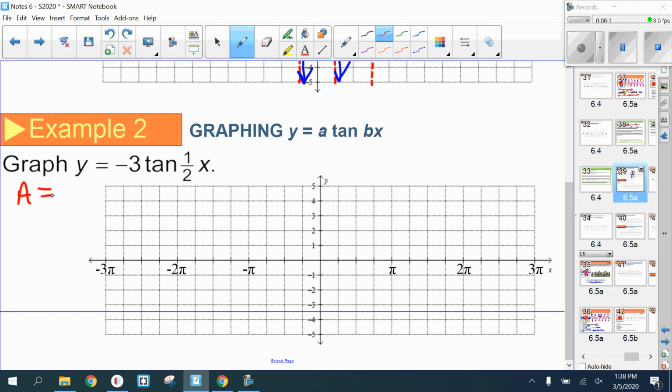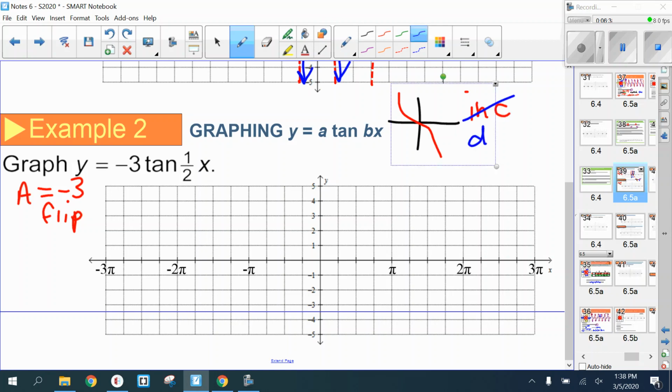So you can call the a number negative 3 if you want, or you can call it 3 with a flip if you want. Thinking about it as a flip is useful because this is a tangent curve, and normally a tangent curve is going to look like that. It's going to go through 0 and it's going to be increasing, but this one has a flip, so I know this one's going to be decreasing. Okay, it was increasing. Oops. It's a flip. Now I know it's decreasing. So keep that in mind.